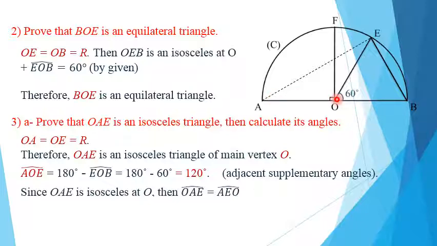If the main vertex measures 120 degrees, then 180 minus 120 equals 60 degrees. The sum of these two angles is equal to 60 degrees, so each one of them equals 60 over 2, which is 30 degrees. Okay, how to write it? I can say that OAE equals AEO equals (180 minus 120) over 2. So 60 over 2 equals 30 degrees.